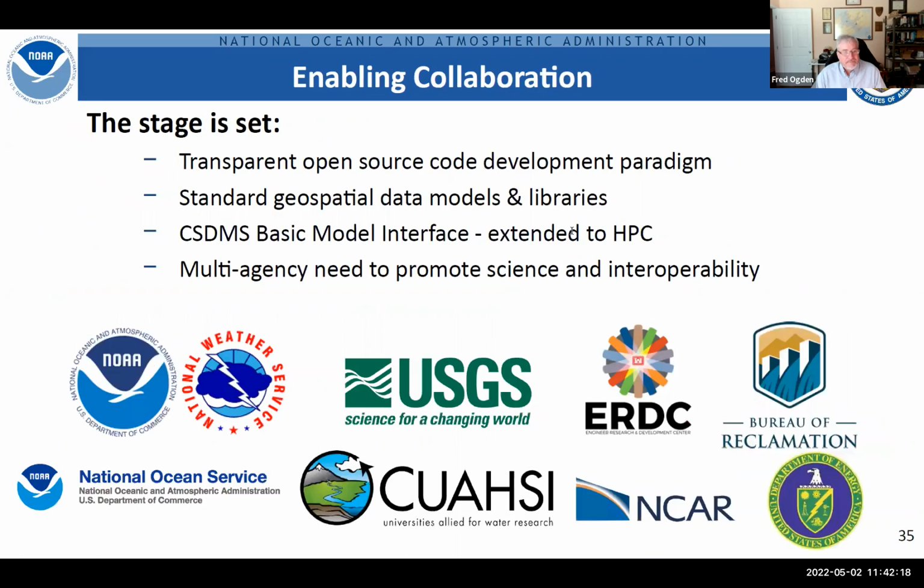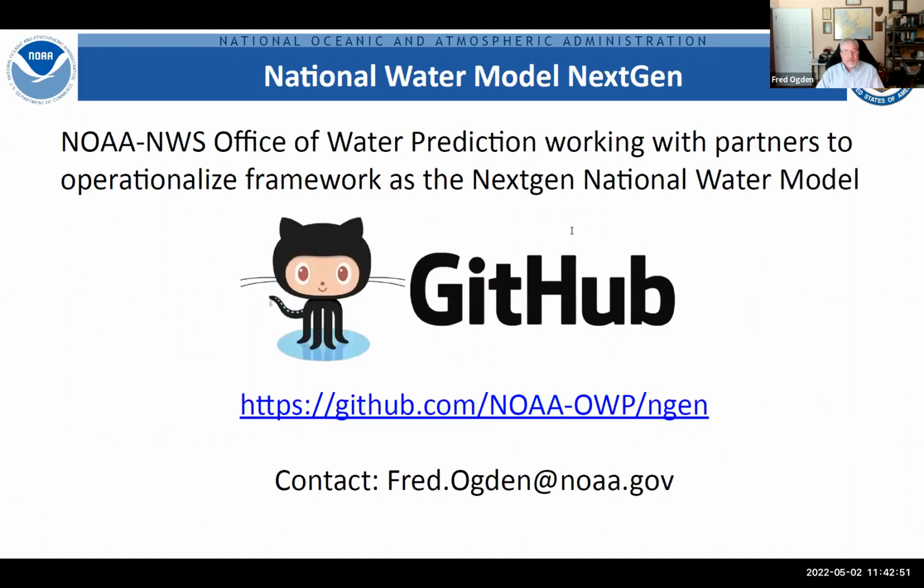Next slide, please. So the stage is set for this collaboration. We have a transparent open source code development paradigm, standard geospatial data models and libraries, the CSDMS basic model interface extended to HPC, and it meets the multi-agency need to promote science and interoperability. So the potential for societal impact, you know, is really quite large with this approach, I believe. Next slide, please. I think this is the last slide.